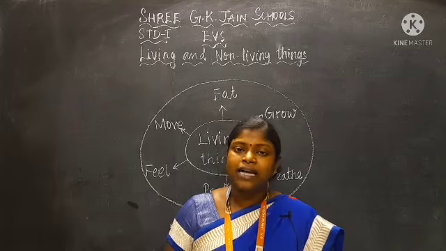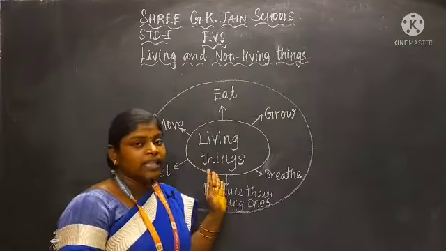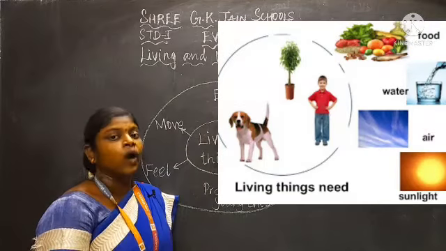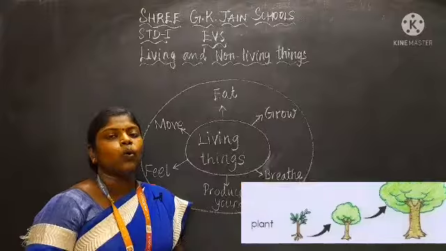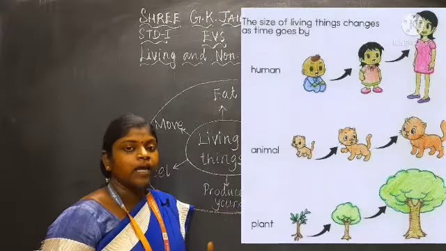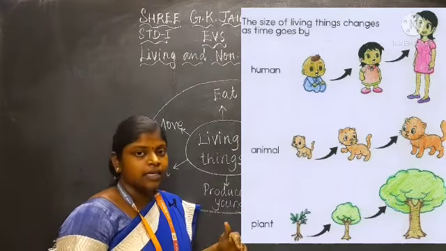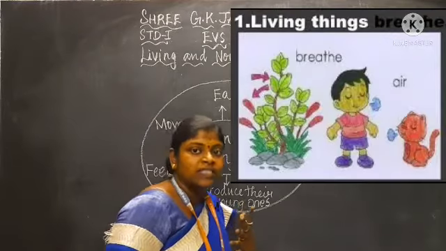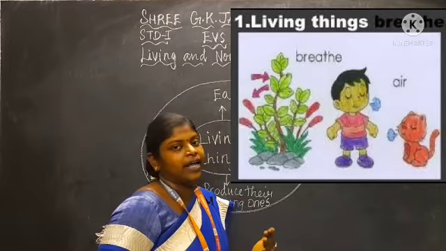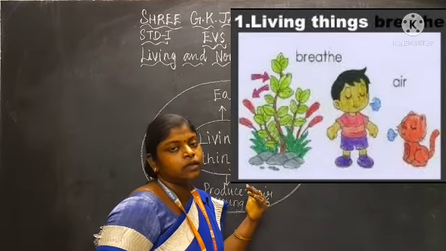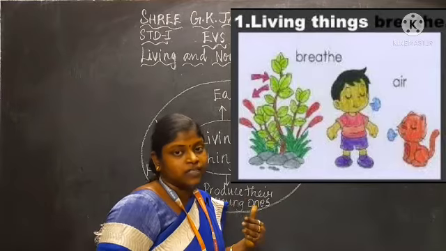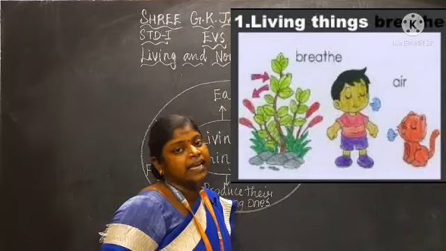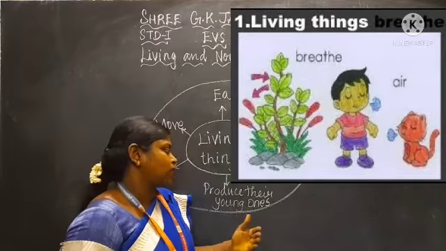Characteristics are there. What are they? Living things can eat food. Without food, they cannot live. They can grow. We are growing from a baby to an adult, isn't it? Day by day we are all growing. They breathe. We are taking in oxygen and releasing carbon dioxide. That is called breathing. If we want to live, we need oxygen. So we take oxygen from the air and we release carbon dioxide.